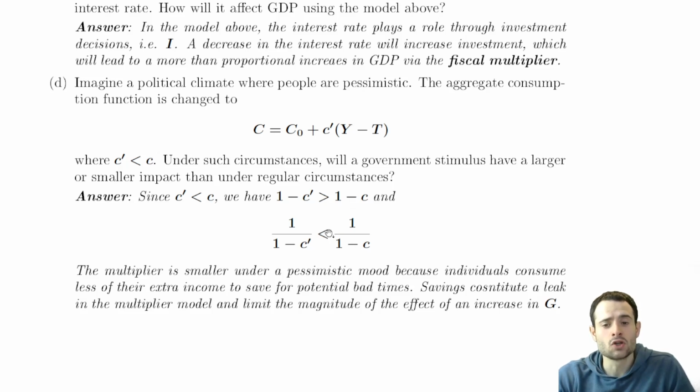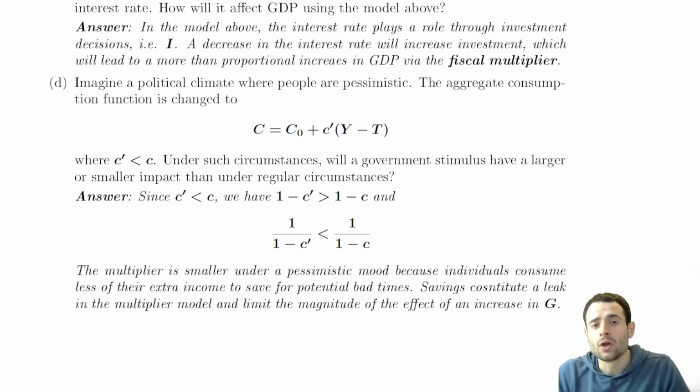Remember that savings constitute a leak in the multiplier model. So if households decide to save more money because they fear for the future, it will reduce the magnitude of the effects of an increase in G. Why? Because each wave of spending will now be smaller. If you fear about the future and I give you $10, instead of consuming $8 today, you might decide to only consume $5, and you're going to keep $5 at the bank.